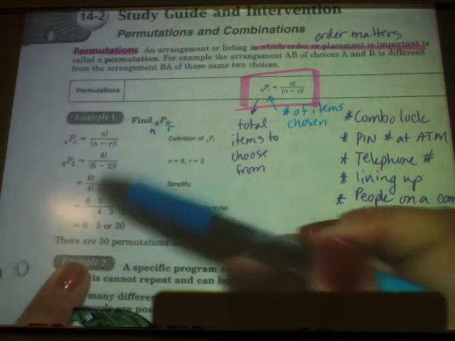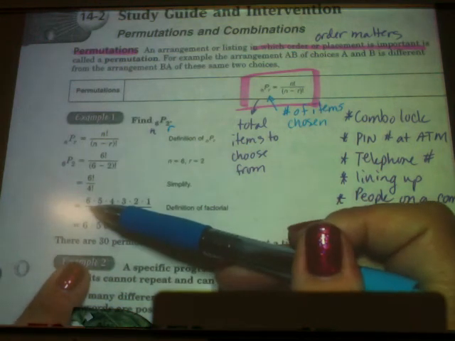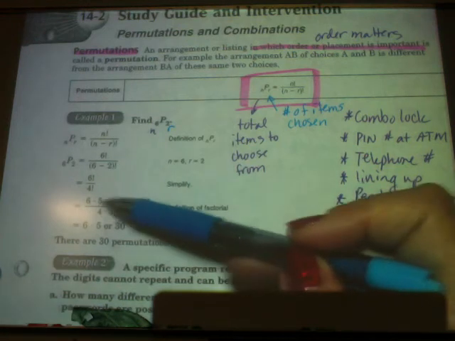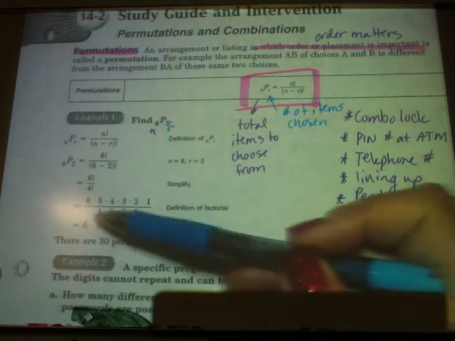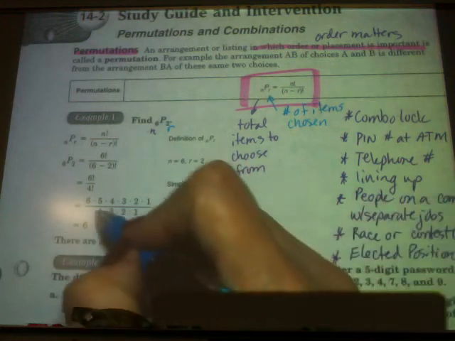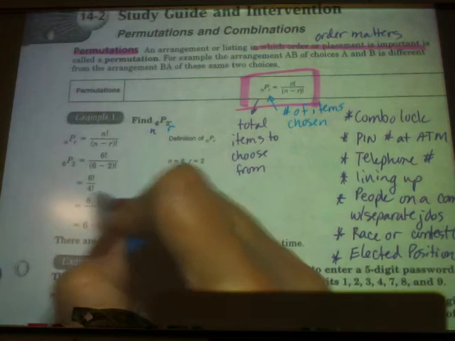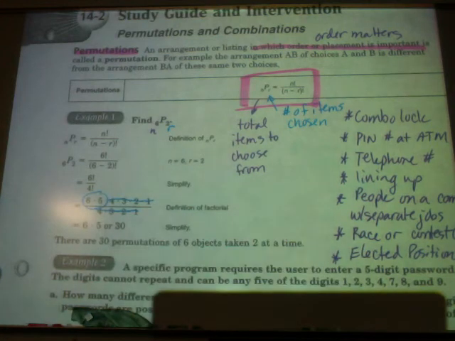So that's why we're really doing a 6 factorial divided by a 4 factorial. And you need to stretch these out. So 6 factorial is 6, 5, 4, 3, 2, 1. 4 factorial is 4, 3, 2, 1. Can't I cancel all of these with all of those? So really all you have left to multiply is 6 times 5, which is 30.